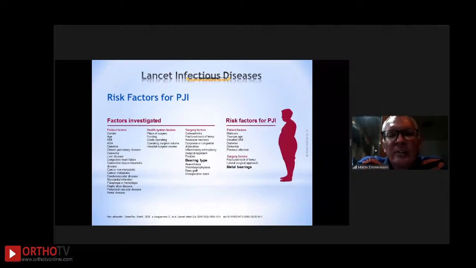And what they found out in the study were some very specific factors influencing the risk of PJI. Some factors are patient factors. They found that male patients have a higher risk of having infections than female. Astonishingly, in this study, younger patients have a higher risk than older patients, as well as elevated BMI. This one is, I think, well known. But also, by using metal bearings, you have a higher risk of having PJI.